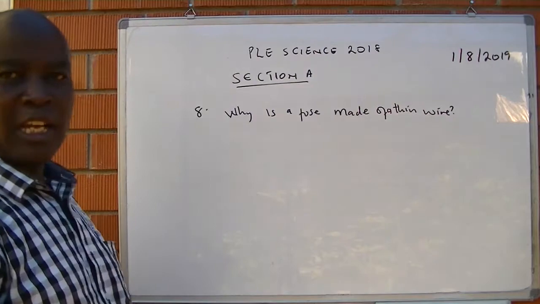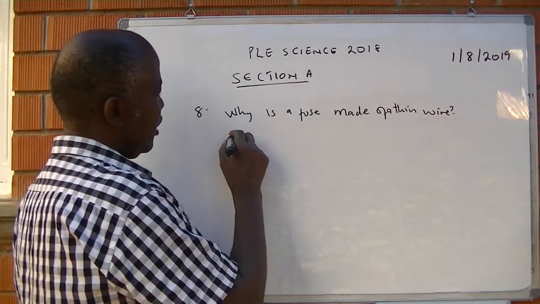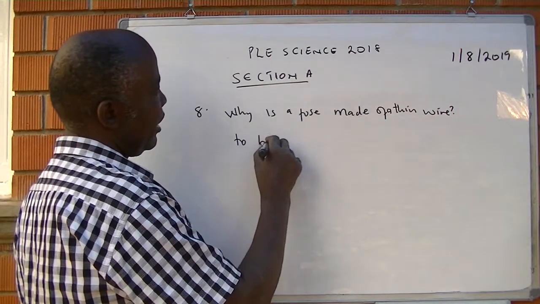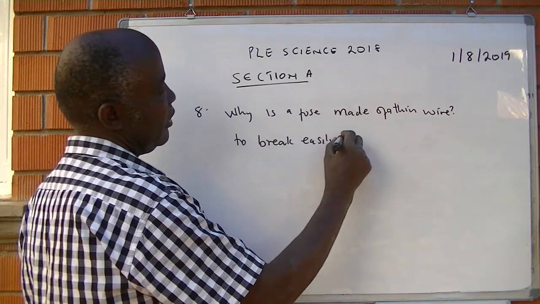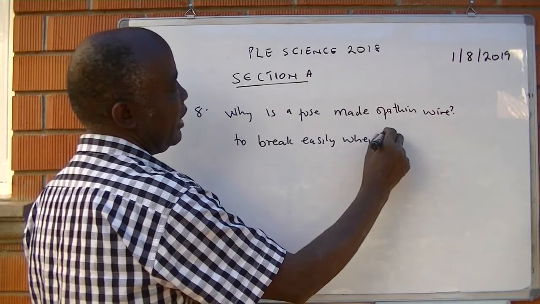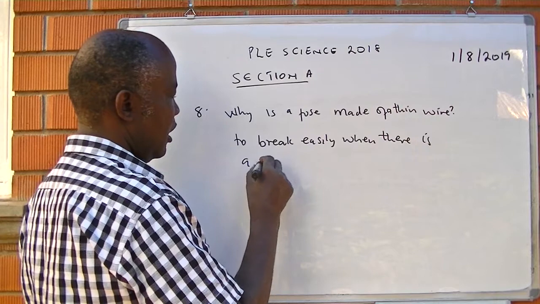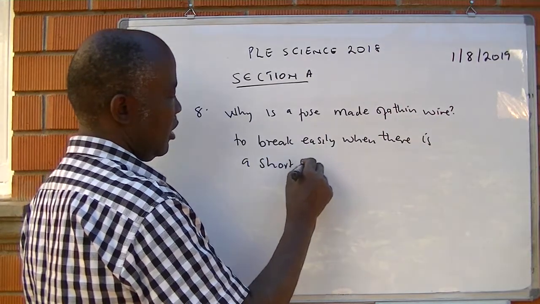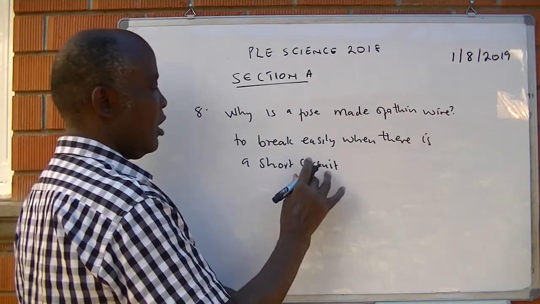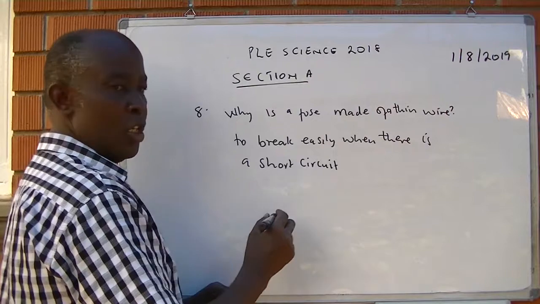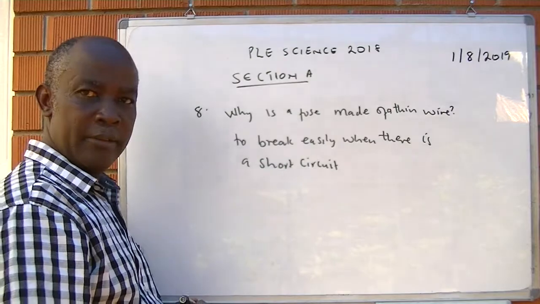Number 8, why is a fuse made of a thin wire? To break easily when there is a short circuit.